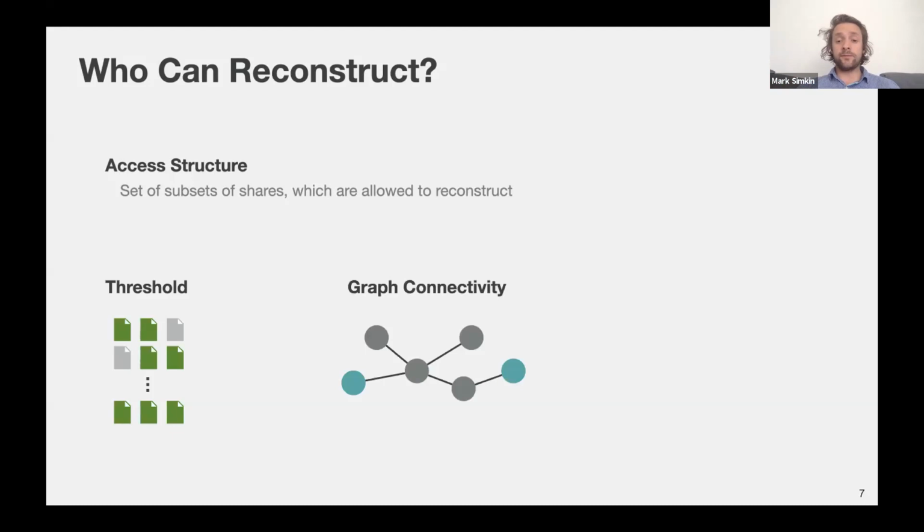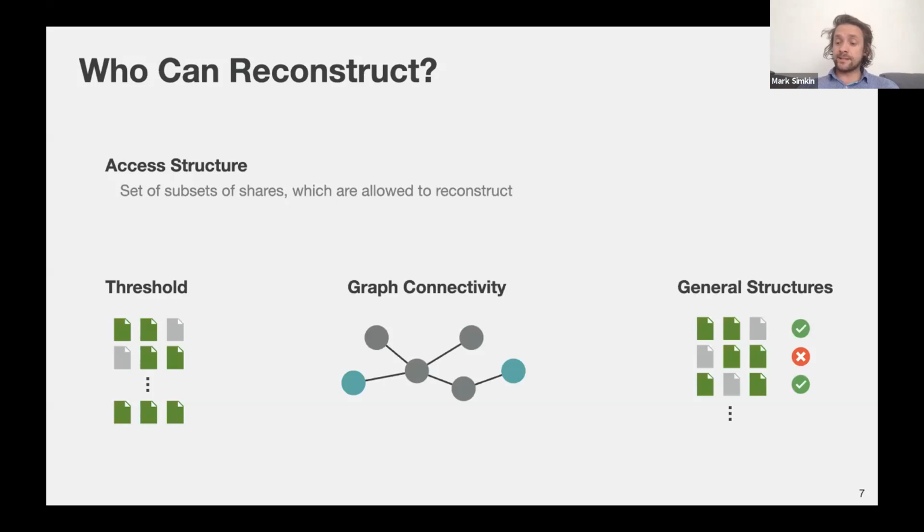But there are also other access structures. For instance, one can consider a graph, and fix two nodes here highlighted in blue. The shares correspond to the nodes, and a set of shares is allowed to reconstruct the secret if they form a path between the two blue nodes. More generally, one can consider arbitrary access structures, called general access structures, where one can simply think of something like a truth table, where for every row I have one possible subset. On the right, I either have a check mark or a cross to indicate whether this subset will be authorized. The corresponding access structure is simply the collection of all the rows with the check mark.